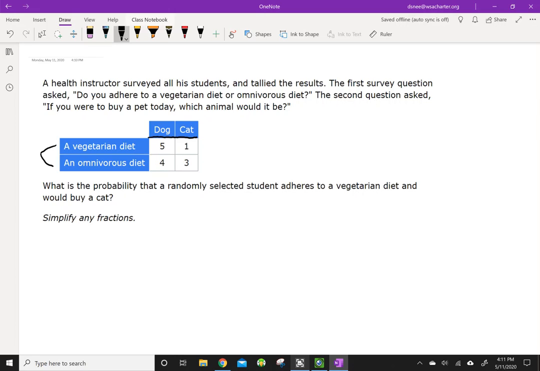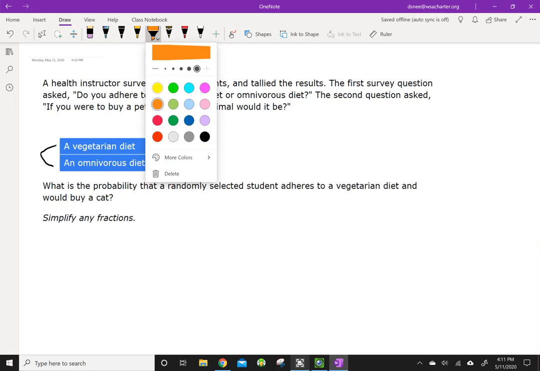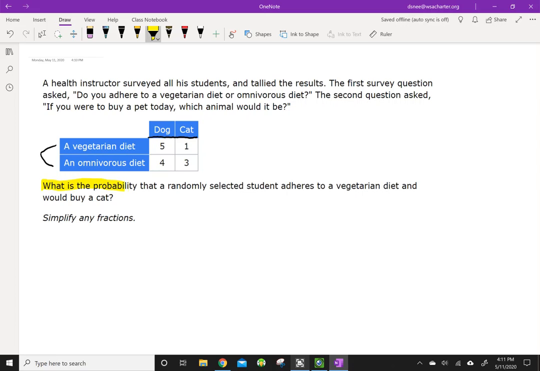Now down bottom is our question. Okay, what we're trying to figure out here, and I'm going to highlight it yellow. It says, what is the probability, what are the chances, what are the odds that a randomly selected student adheres to the vegetarian diet and would buy a cat? And really key here is this word and. Okay, so we're trying to meet these 2 different standards. We're trying to do adheres to vegetarian diet and would buy a cat.